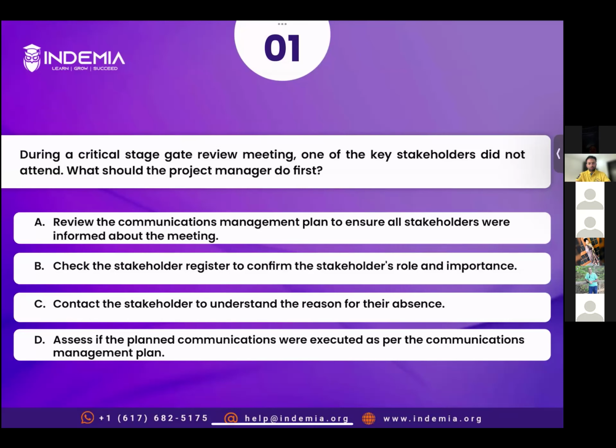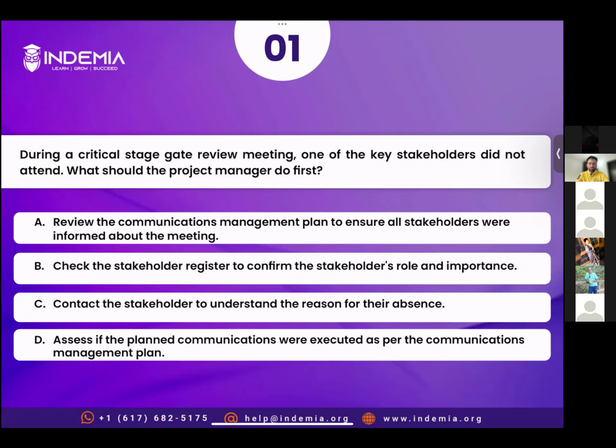All right, thank you. So, during a critical stage gate review meeting, one of the key stakeholders did not attend. What should the PM do first? One of the things is that it is a key stakeholder, and stage gate review is a stage review meeting or a phase review meeting that we conduct at the end of each phase.